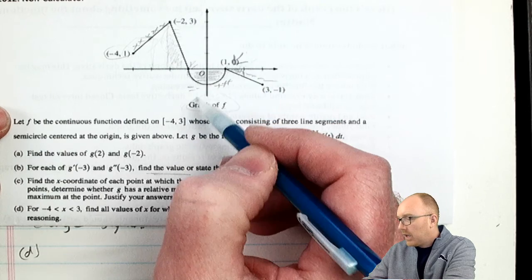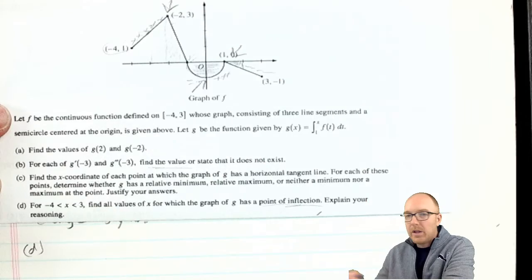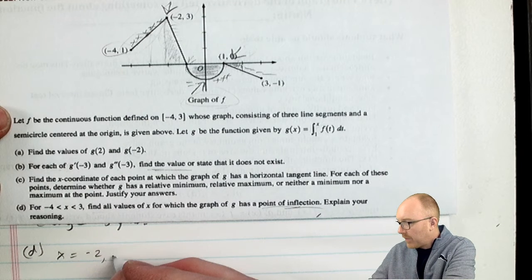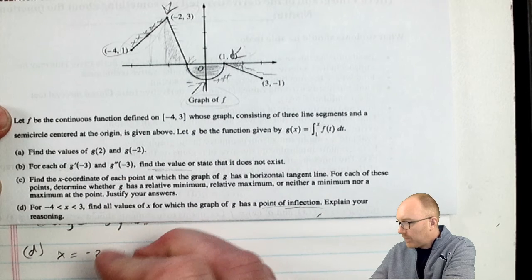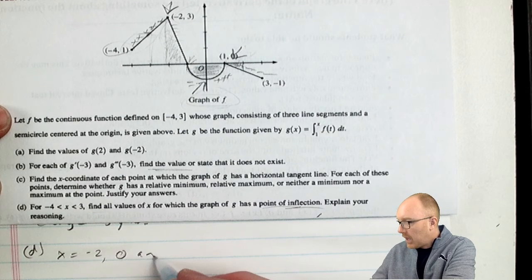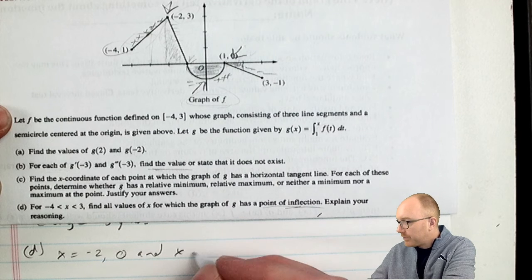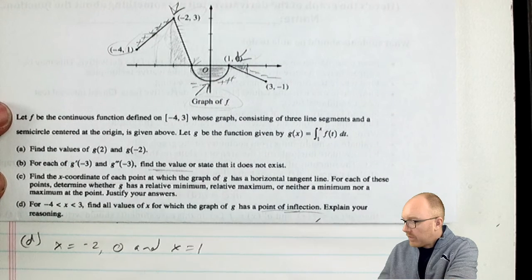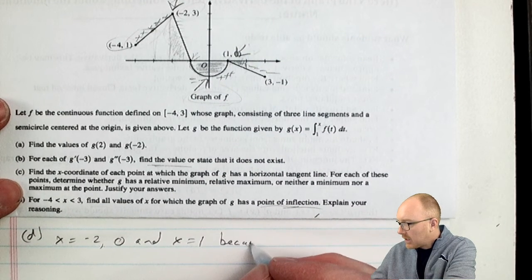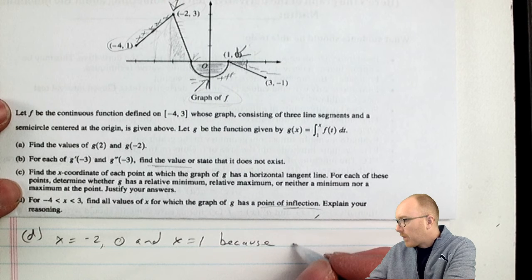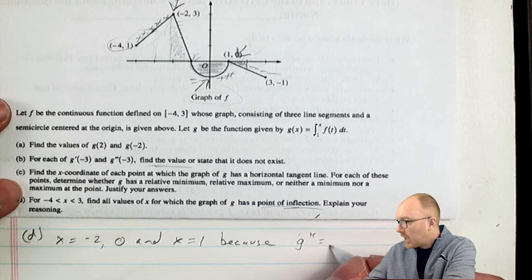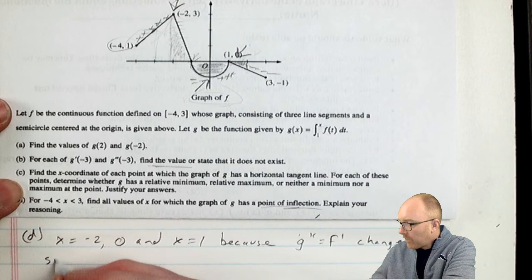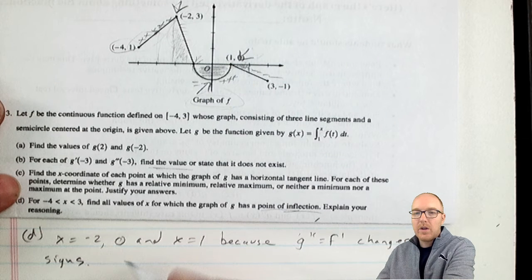So there are 1, 2, 3 locations where we have a point of inflection. X equals -2, 0, and -1, +1, sorry, got it again. So we have points of inflection because G double prime, which is to say F prime, changes signs. And there you have it.